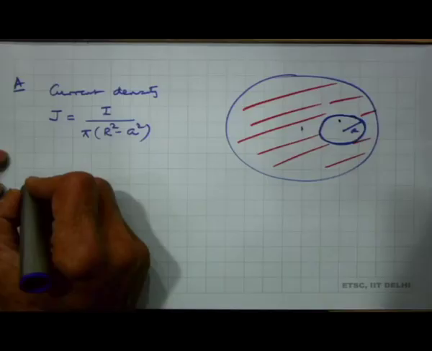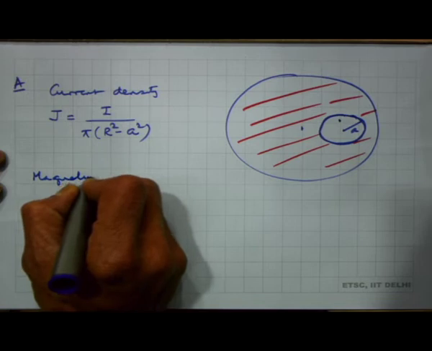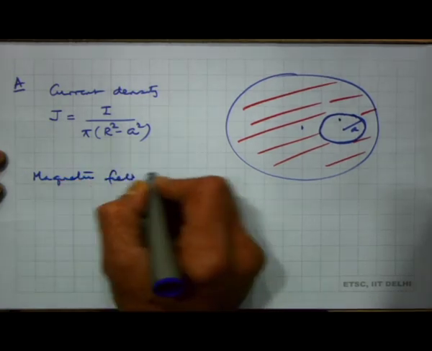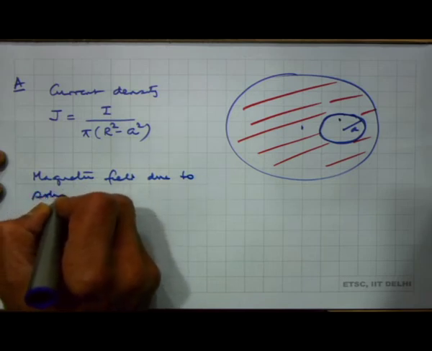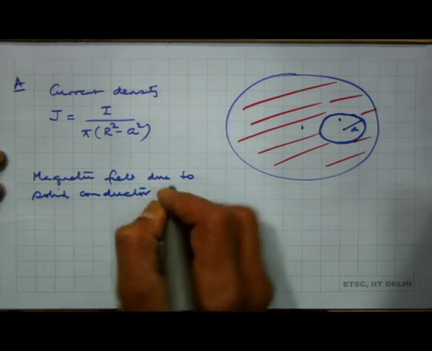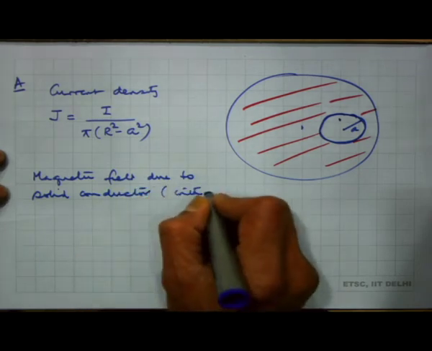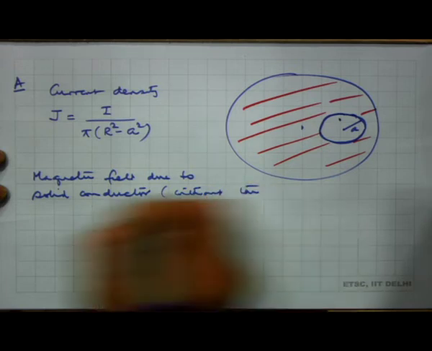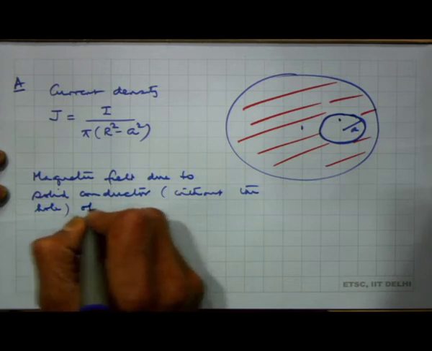So, first, the magnetic field due to the solid conductor without the hole, of radius r.